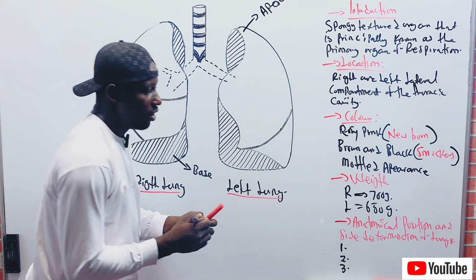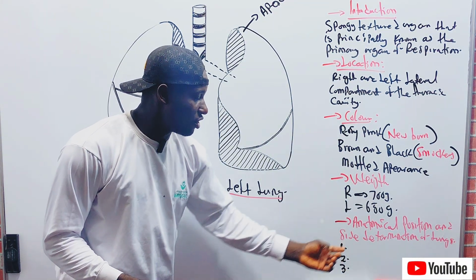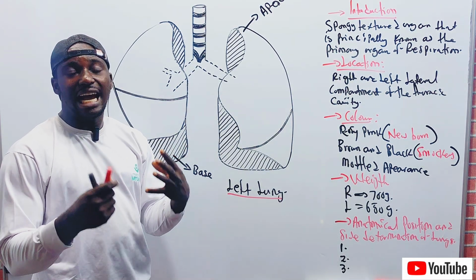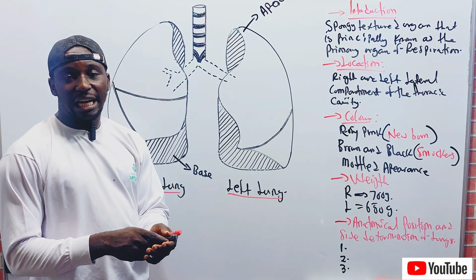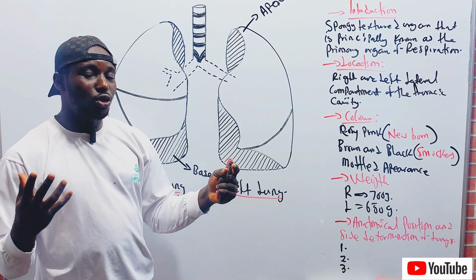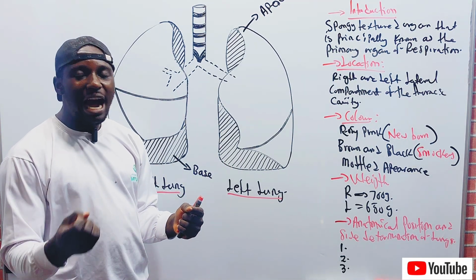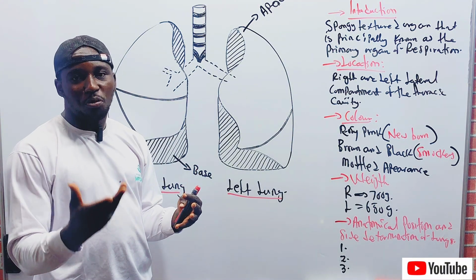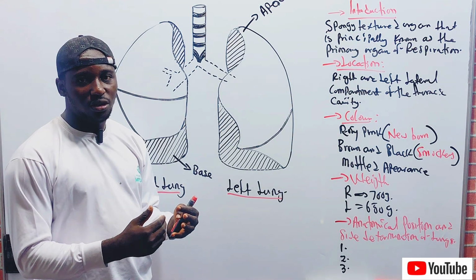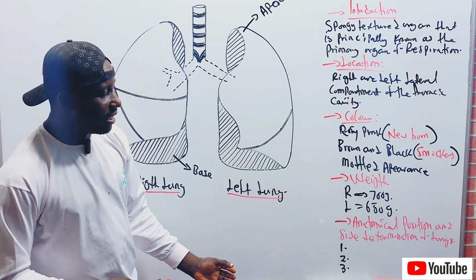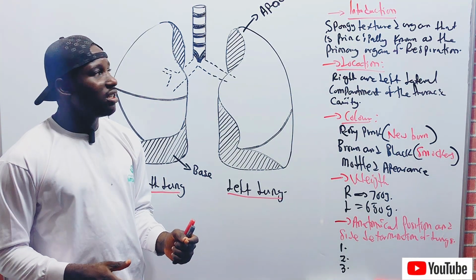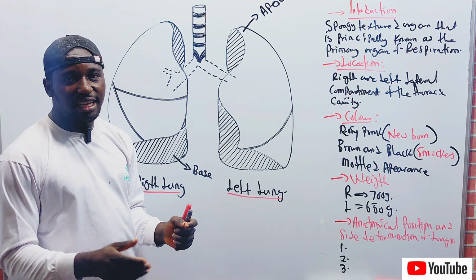Now, the number three feature on the anatomical position and side determination of the lungs is that the thin anterior margin is always directed forward, while the rounded posterior border is always directed backward. So that is the anatomical position and side determination of the lungs. The next we shall be discussing is the external features of the lungs.